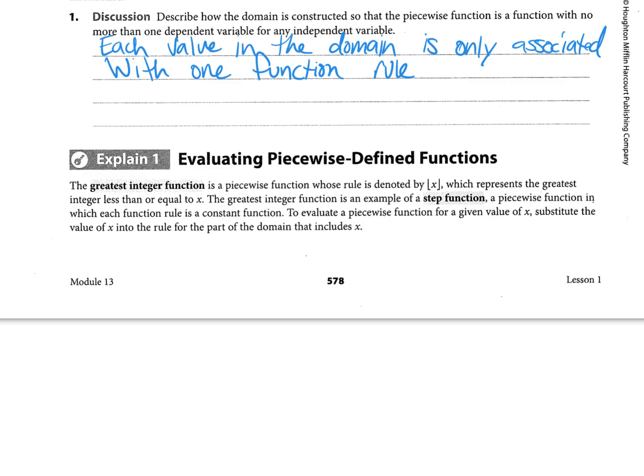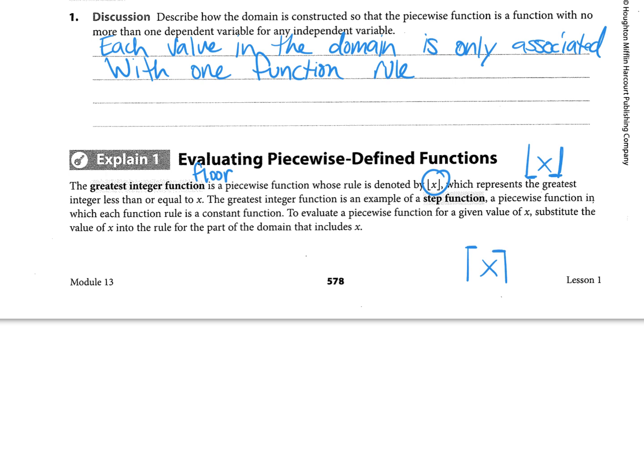Evaluating piecewise defined functions. The greatest integer function, which is also referred to as the floor function, is a piecewise function whose rule is denoted by this. These are not absolute value bars. They have these little lines on the bottom which tell us it is a floor function. There's also a thing called a ceiling function, which looks like this.